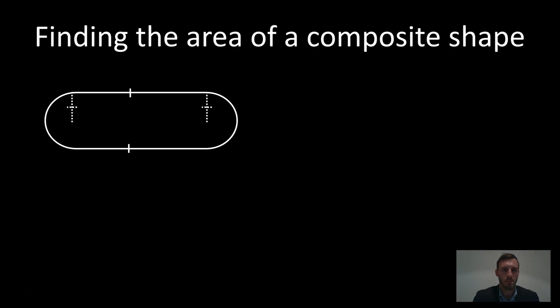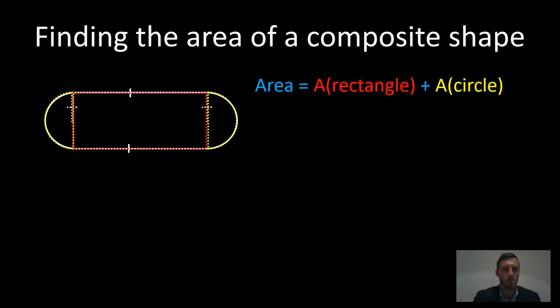Here we have another composite shape. It looks like the shape has maybe a semicircle on each end and a rectangle in the middle. So it looks like we've got the rectangle in the middle and two semicircles on the outside. In this case, we don't need to calculate two semicircles. We can just calculate the area because we know the radius given on those semicircles is the same as an entire circle. So we're going to calculate the area of a rectangle plus the area of a circle.